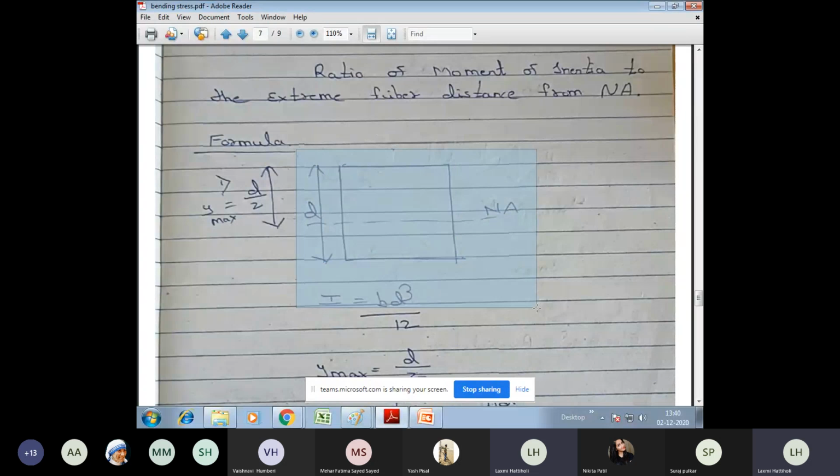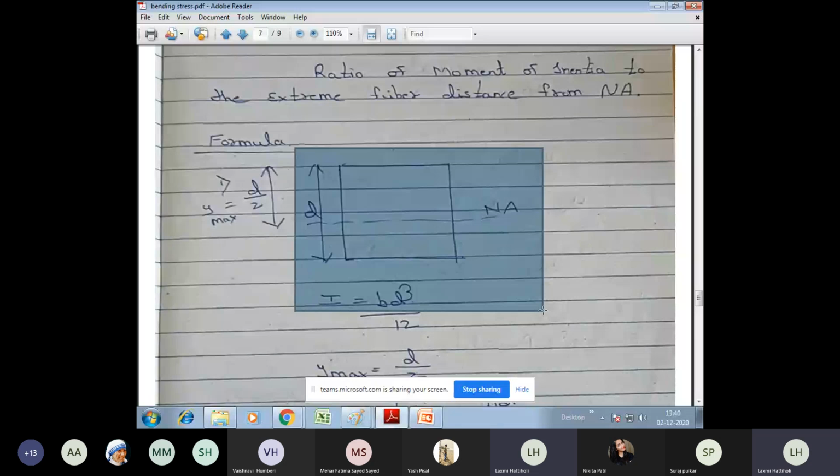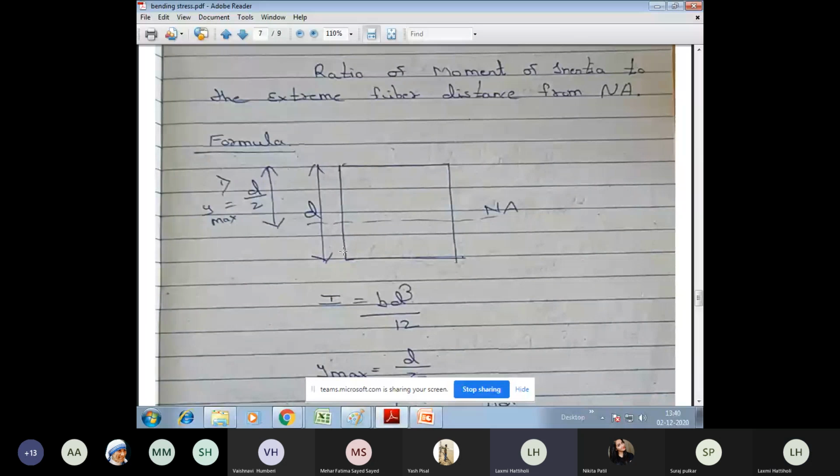This is my neutral axis at the center. Now, what is Y max here? Depth is D. So what is Y maximum? Can you tell me what Y max is equal to? D by 2, ma'am. D by 2, very correct. So depth is D, Y max is equal to D by 2, either from top or bottom, it is the same.